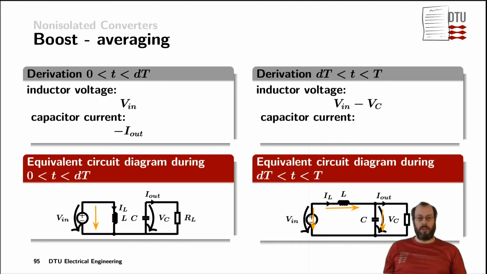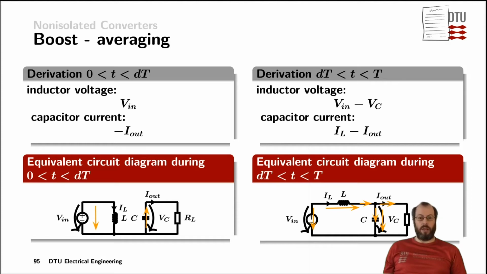For the capacitor current, Kirchhoff's current law becomes handy. And here the output current is flowing in the opposite direction as we have defined the positive symbols across the capacitor. That means the capacitor current is minus I out. And during the off state of the switch, we have the inductor current flowing into the positive node of the capacitor, the output current flowing out of that node, while the capacitor current is also flowing out of that node.